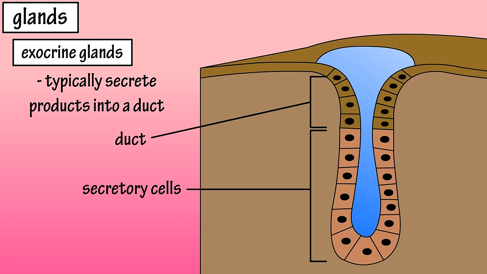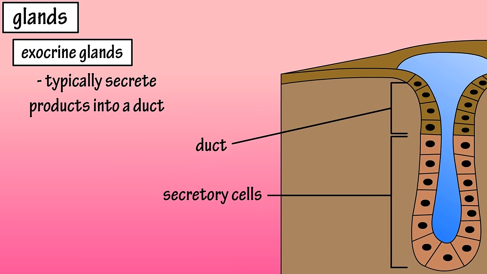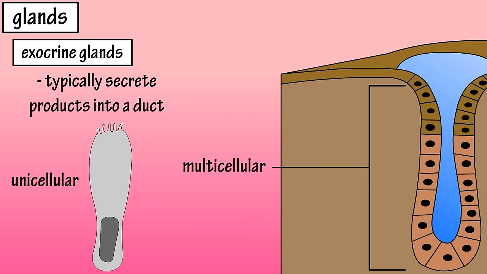Exocrine glands typically secrete their products into a duct or onto a surface, such as the skin, but not into the bloodstream. Exocrine glands can be unicellular or multicellular. Unicellular exocrine glands do not contain ducts, and the multicellular glands do contain a duct system.